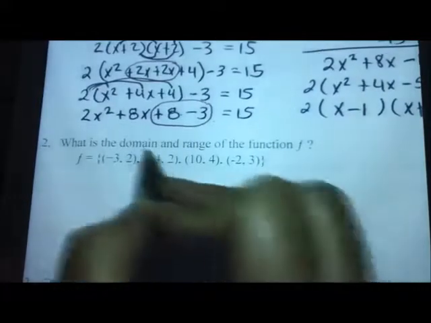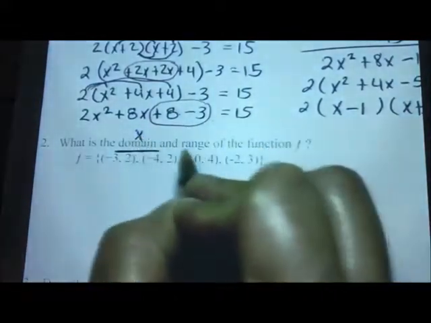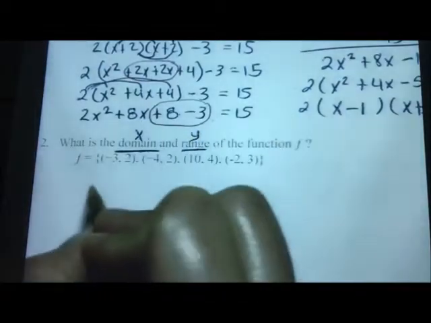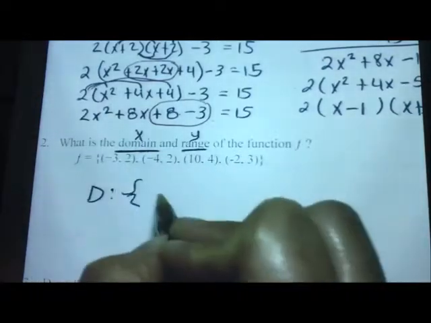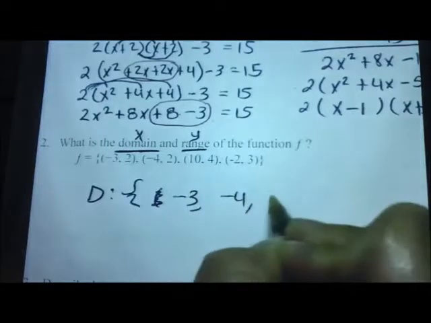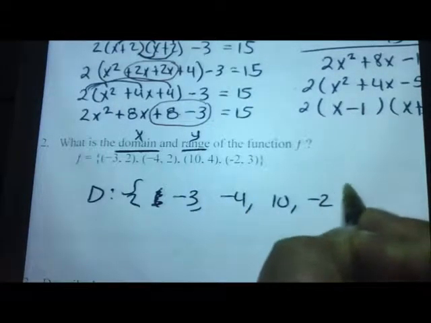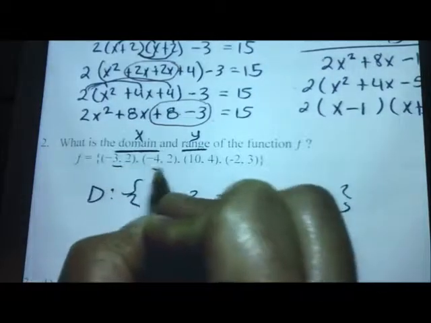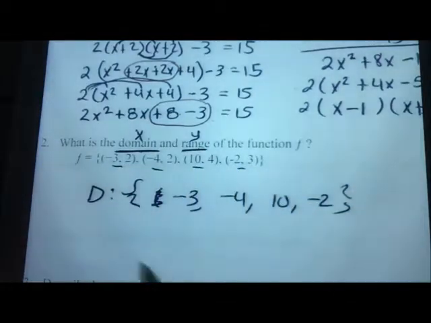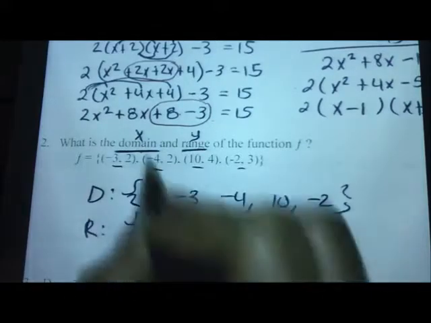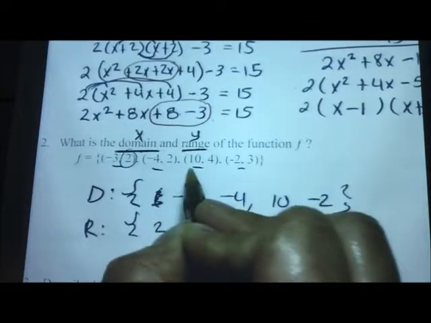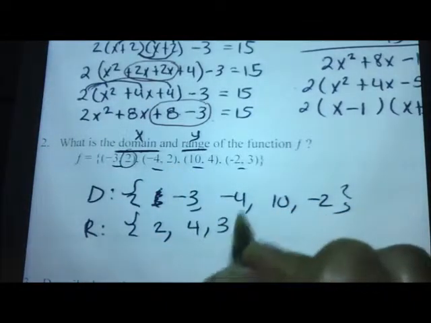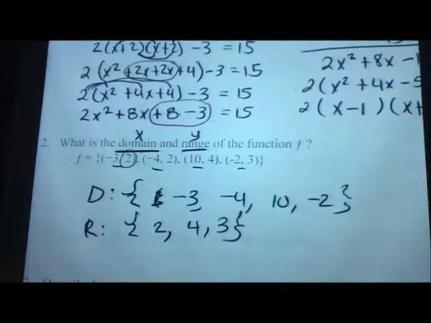Question number 2, we're looking for domain. Domain is x, and we're looking for range. Range is y. So my domains are all my x values in this function. So it will be -3, -4, 10, and -2. Please remember your x is the first number in each ordered pair. Your range will be all your y's. That means it would be the second number. 2, since I already have the 2 there, do I have to write it again? Nope. And a 4 and a 3. So that's your domain and range.